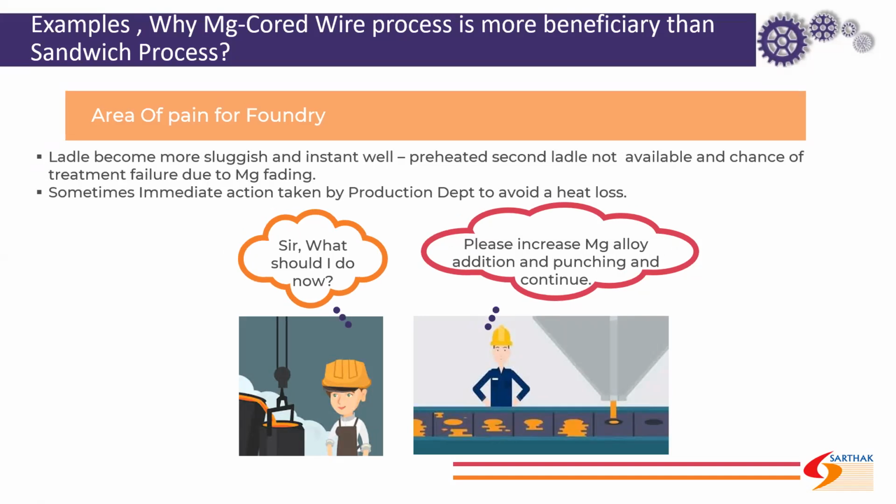Then in the area of foundry, sometimes the ladle becomes more sluggish and a preheated second ladle is sometimes not available. Because of that, there is a lot of treatment failure due to Mg fading. So sometimes foundry people are also adding higher Mg additions, punchings, and continuing the processes.